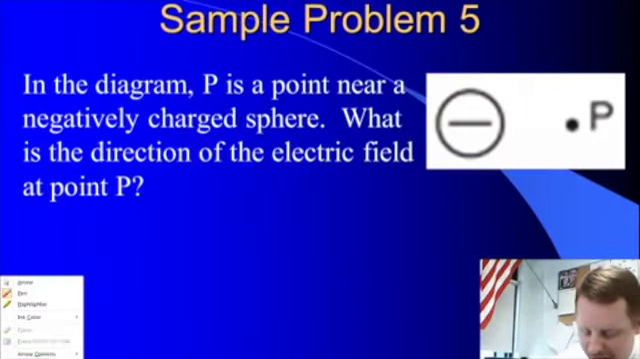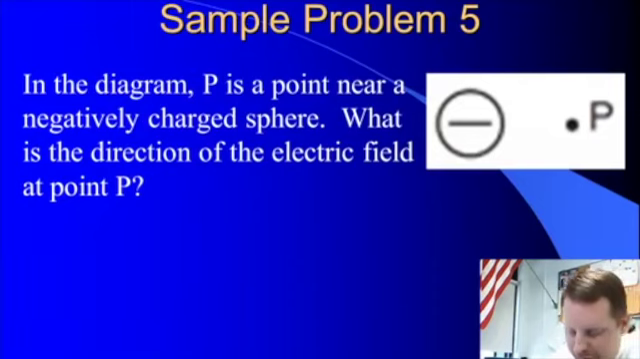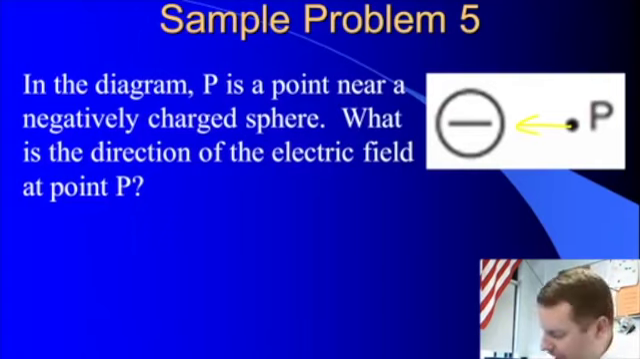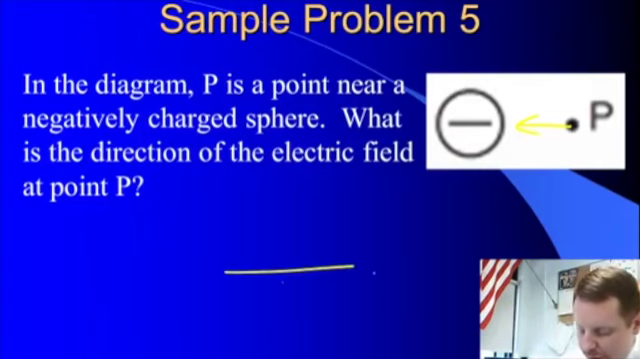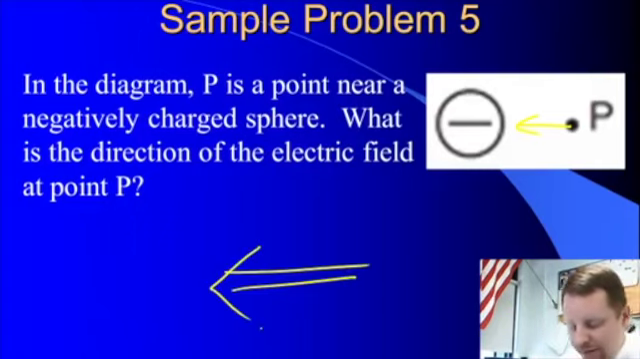Sample problem 5. In this diagram, P is a point near a negatively charged sphere. What is the direction of the electric field at point P? Well, the electric field shows the direction a positive charge would feel a force. So if P was a positive charge, it would want to get sucked in toward that negative charge. So what is the direction of the electric field at point P? To the left.